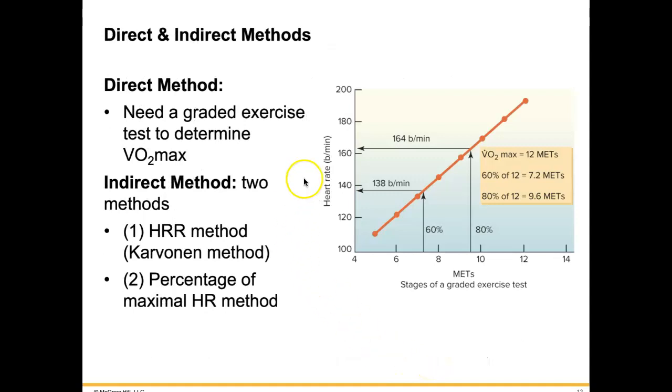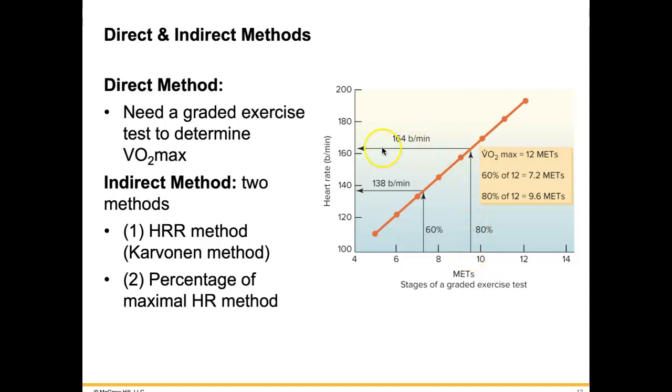So here are our two different methods. Our direct method, like we said, needs that graded exercise test so we can determine their VO2 max. Now, if you look at this graph on the right-hand side, this is a 20-year-old subject, and their VO2 max was 12 mets. So you can see over here that we've stopped at 12 mets. If we take 60% of the VO2 max, we draw a line down and we can see that's at approximately 7.2 mets, and at 80% VO2 max we are approximately at 9.6 mets.